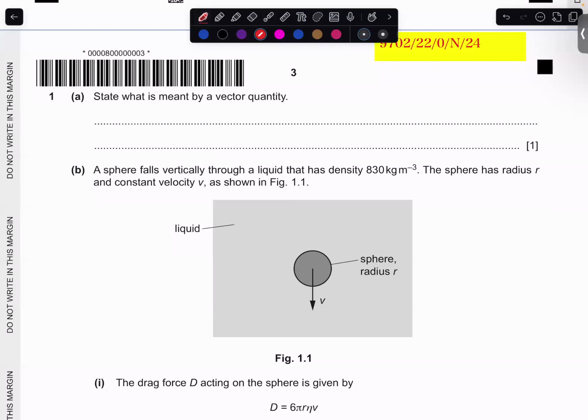Bismillahirrahmanirrahim. This question is from October/November 24, variant 22. Question number 1, topic: measurements and units.